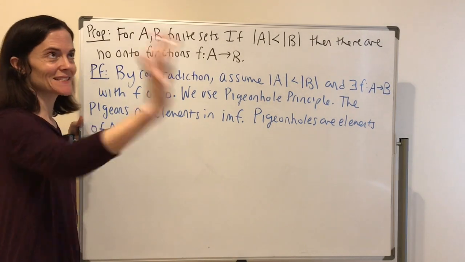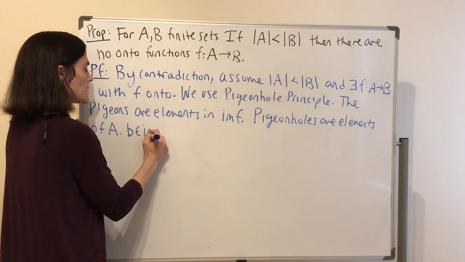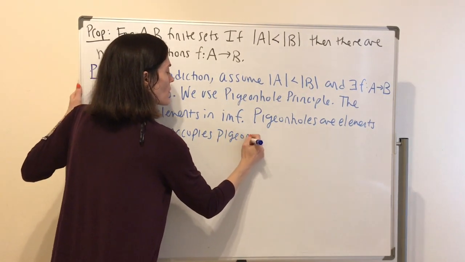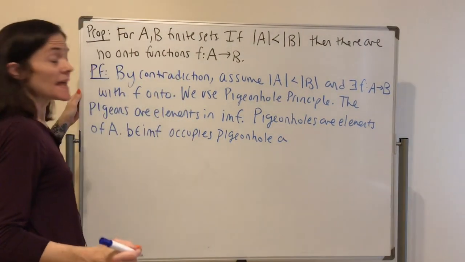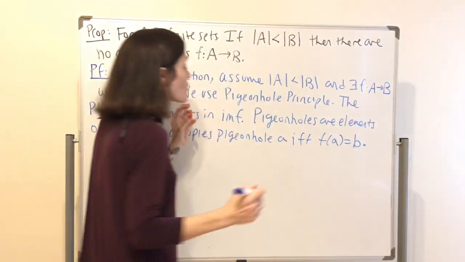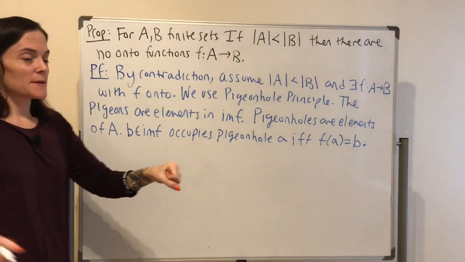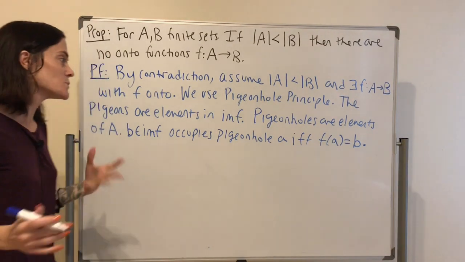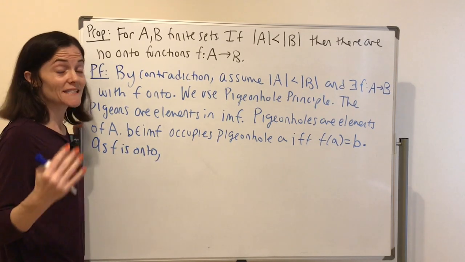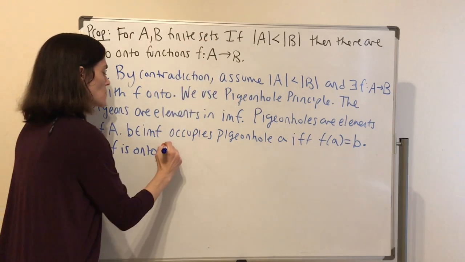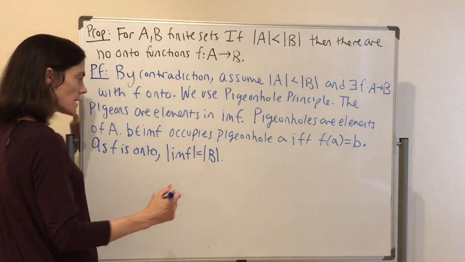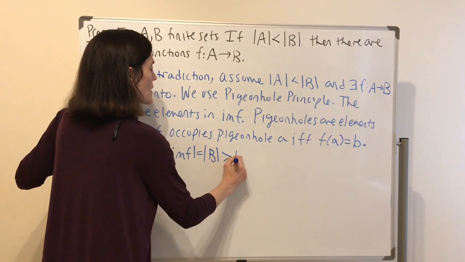Okay, now how do I assign a pigeon to a pigeonhole? So little b in the image of f occupies pigeonhole little a if and only if, well, this part looks the same, f of a equals b. Okay? So I have a way to take something in the image and put it in one of the pigeonholes. It's when f of a equals b. Now, as f is onto, we know a definition of onto is that the image is all of B. So the cardinality of the image would be the cardinality of B, and then this is strictly greater than the cardinality of A.